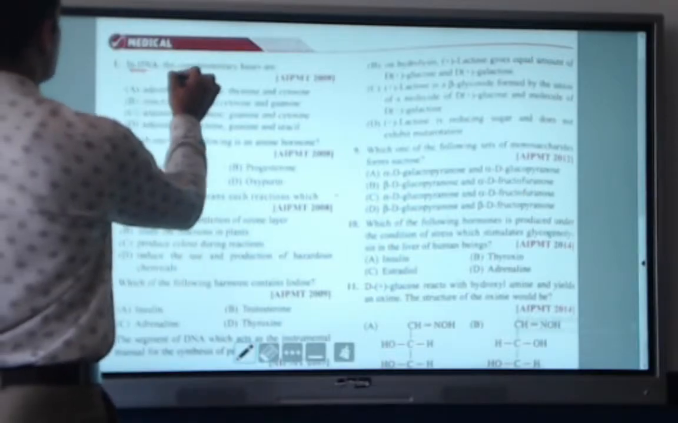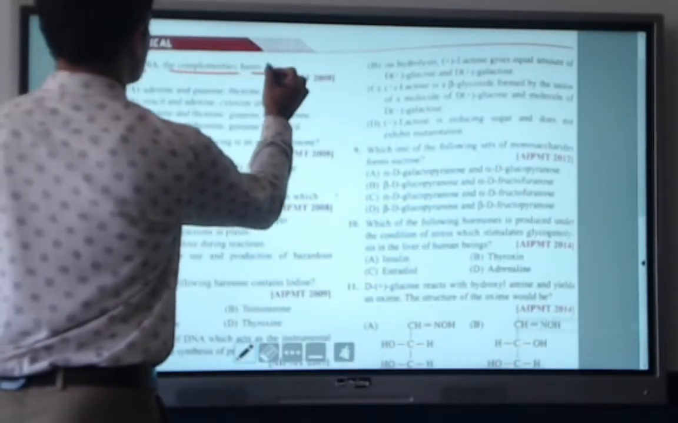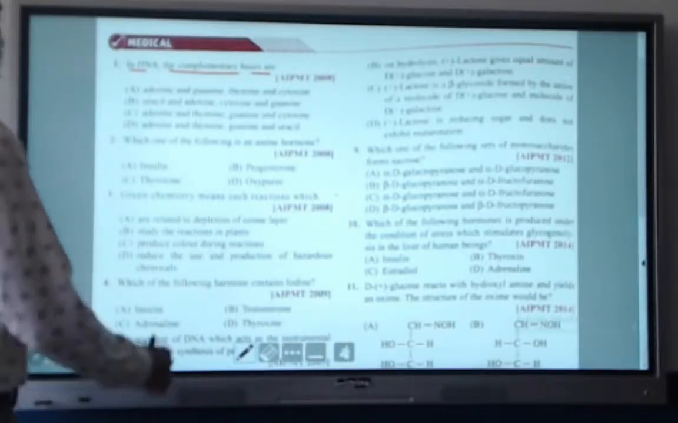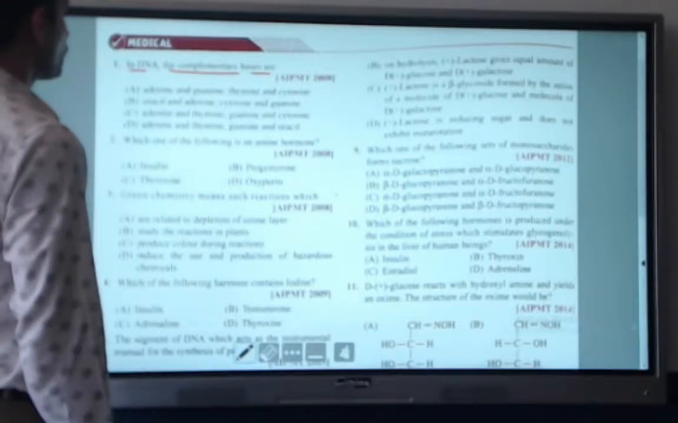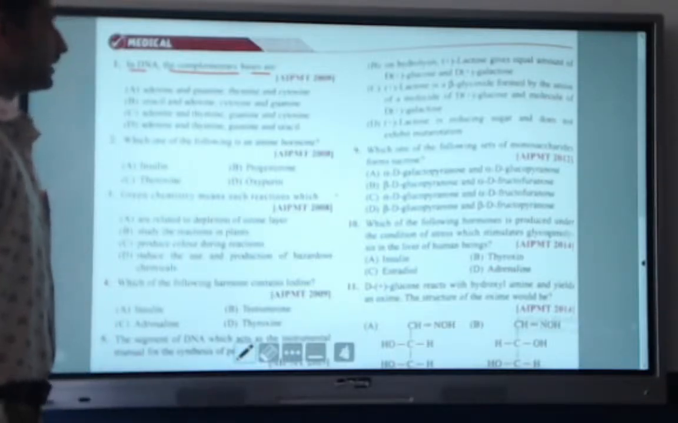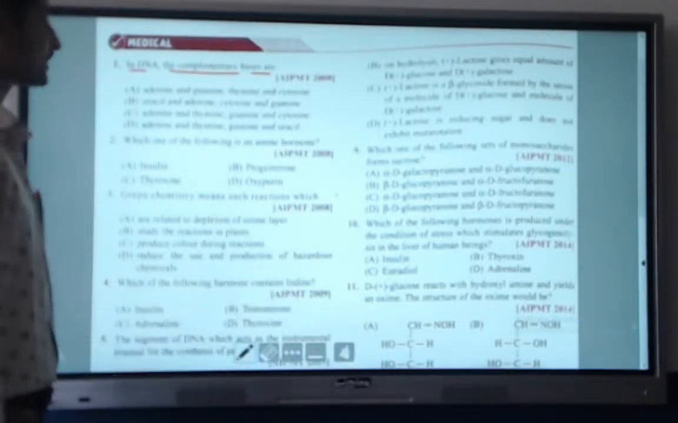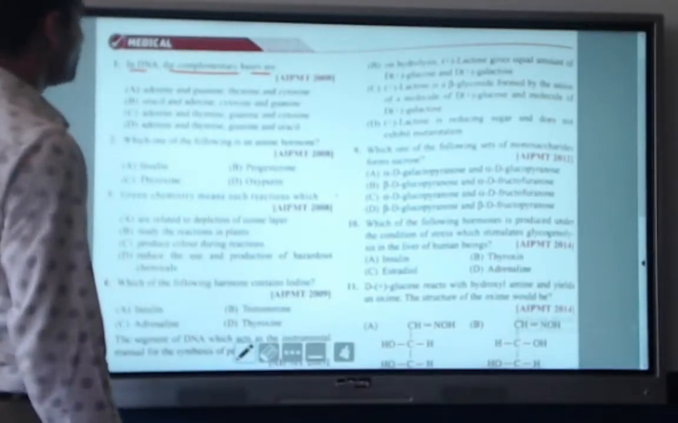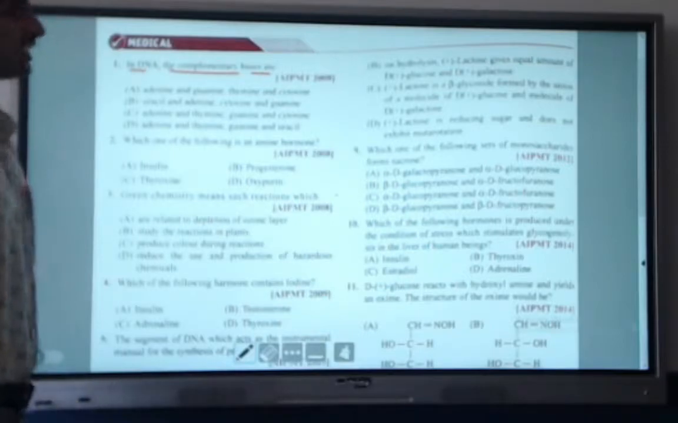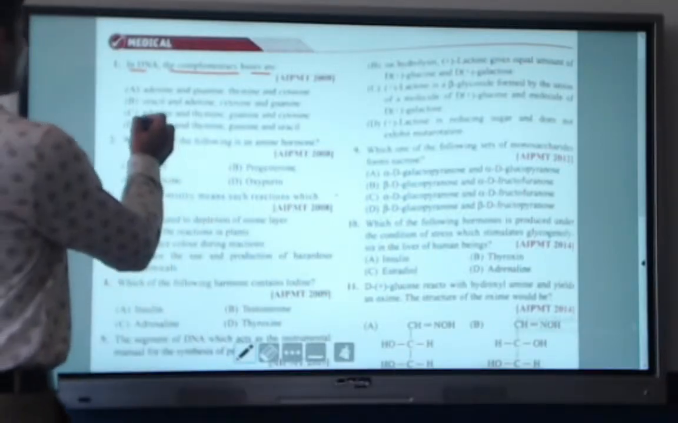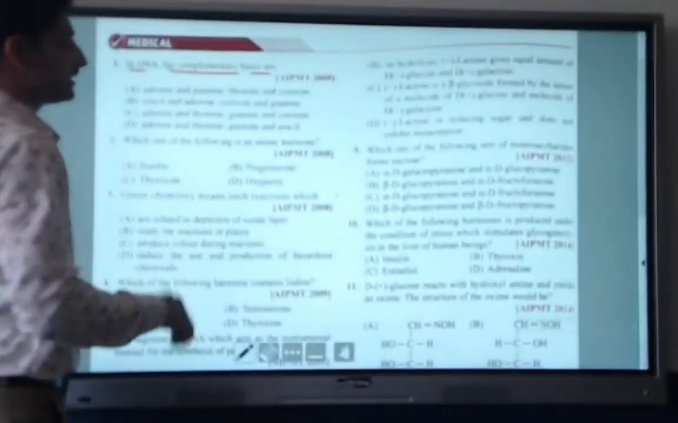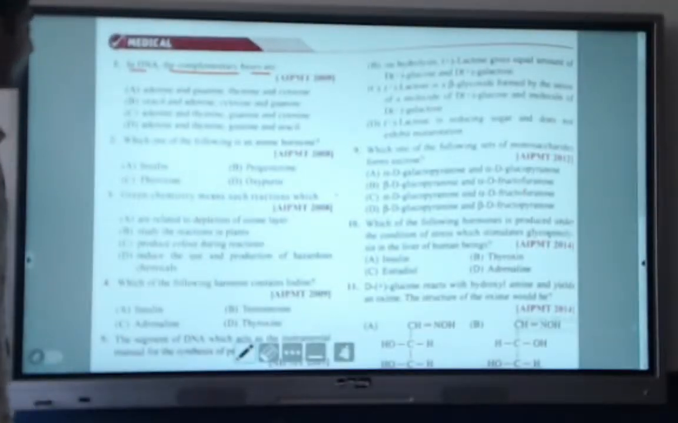In DNA, the complementary bases are: first option, adenine and guanine, thymine and cytosine. Second option is uracil and adenine, cytosine and guanine. Third option is adenine and thymine, guanine and cytosine. And the fourth option is adenine and thymine, guanine and uracil.